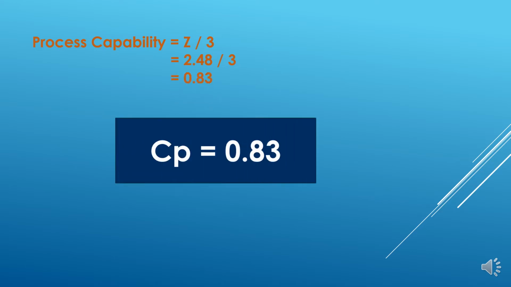Now we can calculate the process capability. Z we got 2.48 divided by 3, so our process capability is 0.83. Hope you understand the concept. Now we will move on from what we calculated for the short-term data. Suppose your data is long-term discrete data, how will we calculate? Now we will see that.